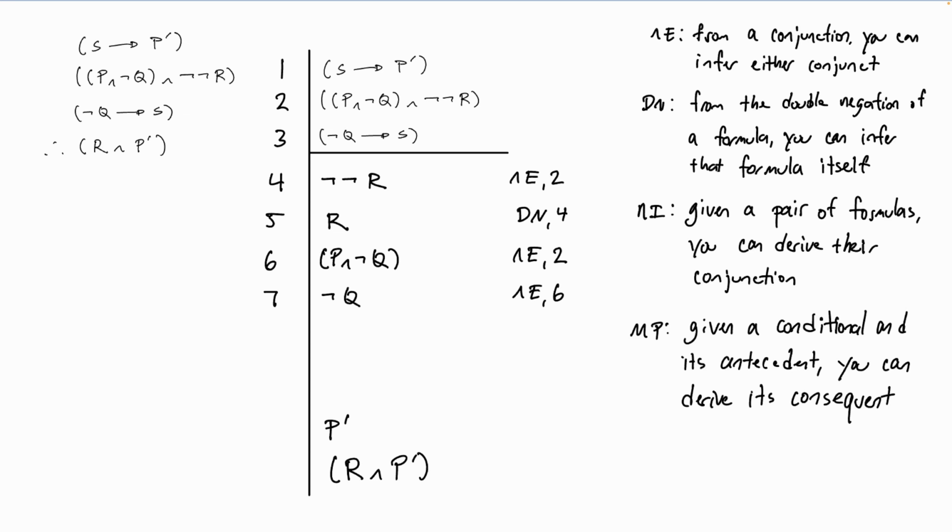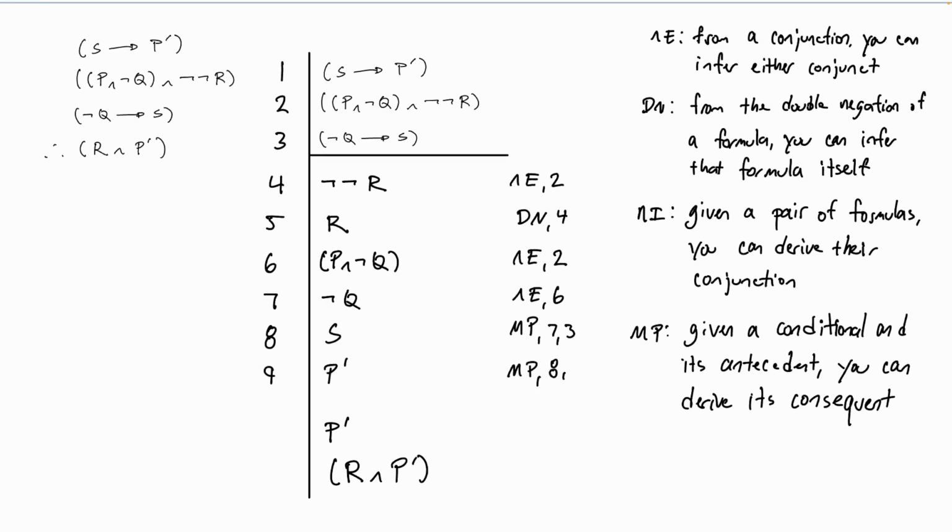Okay, now back to the derivation of P prime. From not Q, and if not Q, then S, we can derive S, that's allowed by modus ponens. And from S, and if S, then P prime, we can derive P prime, which is again allowed by modus ponens. Finally, from R and P prime, we can derive their conjunction, which is allowed by the conjunction introduction rule. So there is a way to derive the conclusion R and P prime from the three premises just by taking steps that are allowed by the rules. The derivation that we just wrote out shows one way to do it. So it shows that the inference from those premises to that conclusion is indeed valid.